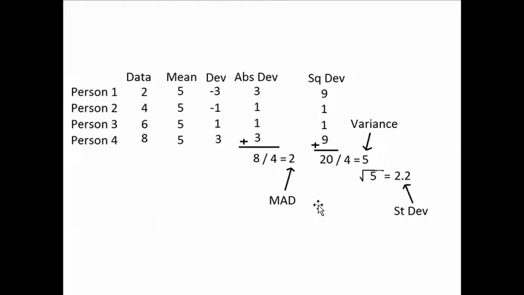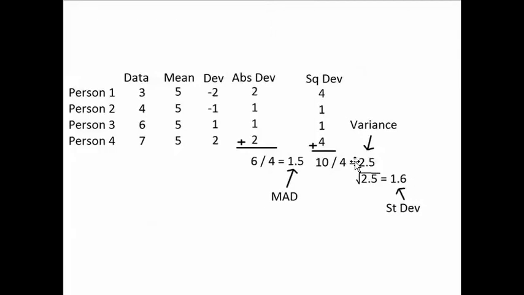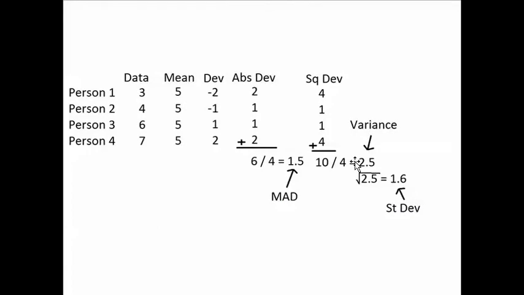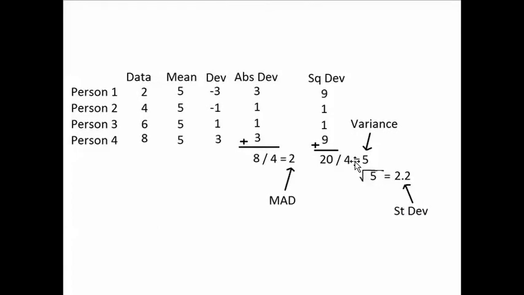So I just increased the amount of dispersion in the data because, like I said, the 3 went down to 2, and the 7 went up to 8. Now our MAD, variance, and standard deviation have all gone up because, remember, before the MAD was 1.5, and now the MAD is 2. The variance was 2.5, and now the variance is 5. And the standard deviation was 1.6, and now it's 2.2. So all three values have increased because of the fact that the data now has more dispersion.